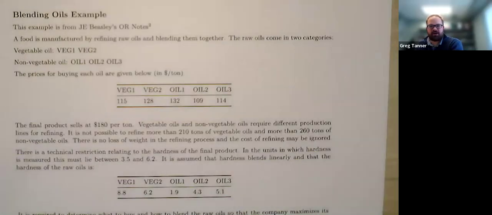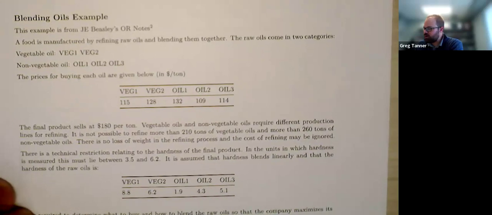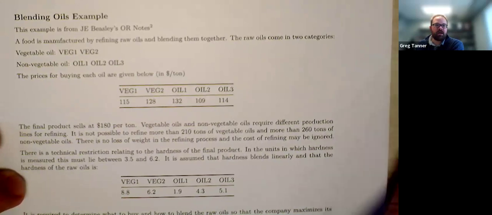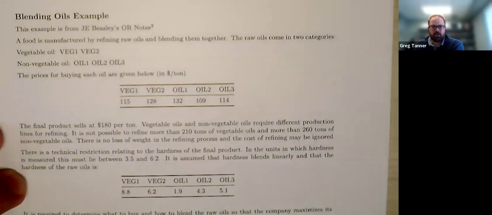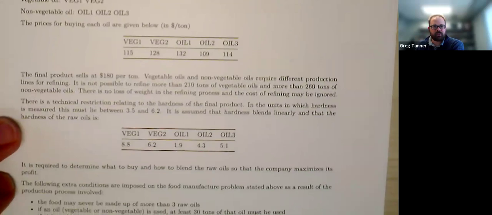Okay, here's another example of using binary variables in modeling in a linear program. This one, we're blending oils at a food production facility, blending the raw oils. We've got 5 different types of oil. 2 are vegetable-based oils, three are non-vegetable-based oils. Go ahead and read through the scenario here.